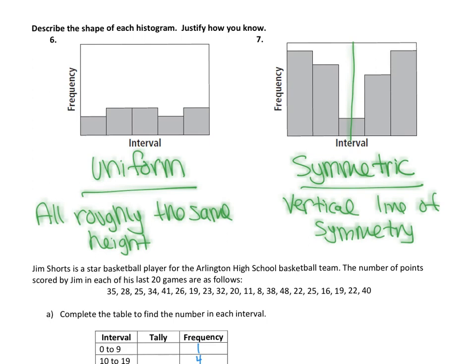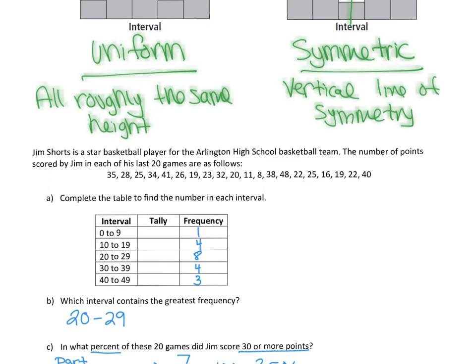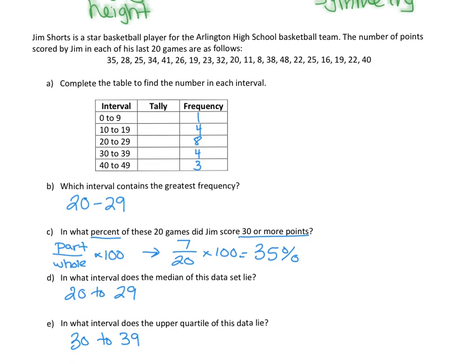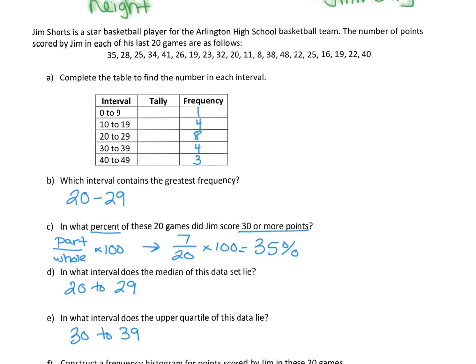Then moving on to the last page, it talks about Jim Short, a star basketball player for the Arlington Heights high school basketball team, or Arlington High School basketball team. The number of points Jim scored in his last 20 games are as follows. So they actually gave us a frequency table and they told us what the intervals were going to be. Now this middle column I left blank. You could have used it.